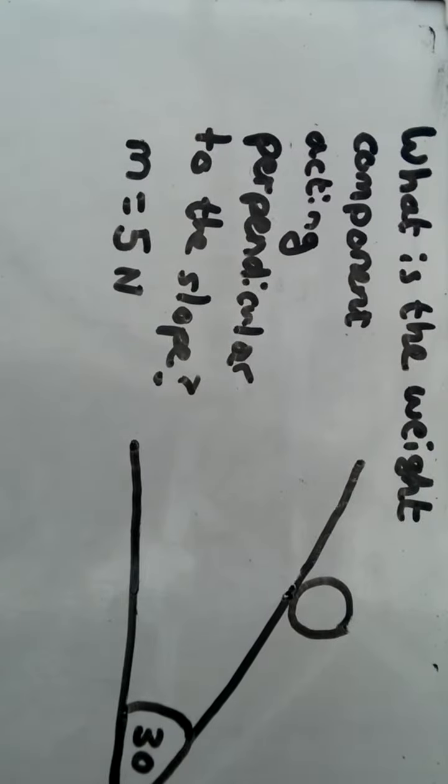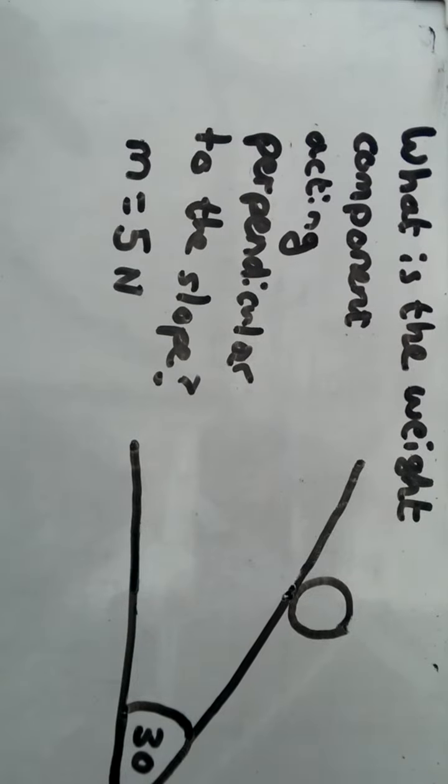Okay, so I'm going to look at a problem involving a ball on a slope, and the slope is at an angle of 30 degrees. And the question is, what is the weight component acting perpendicular to the slope? So at right angles to the slope. And we know that the mass is 5 newtons.